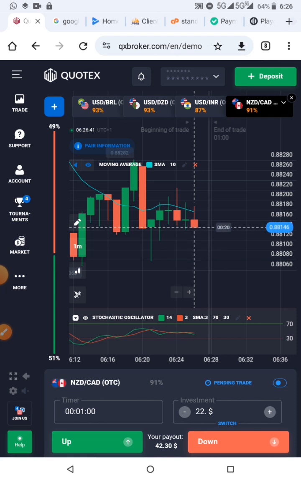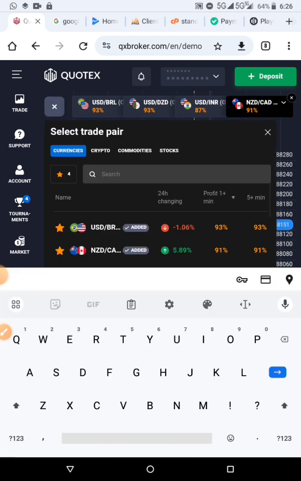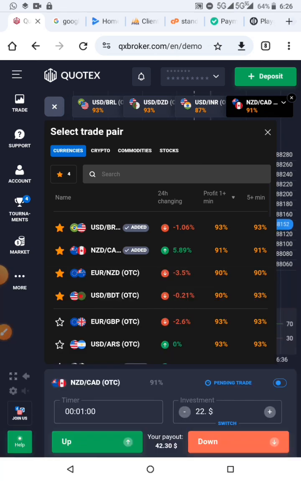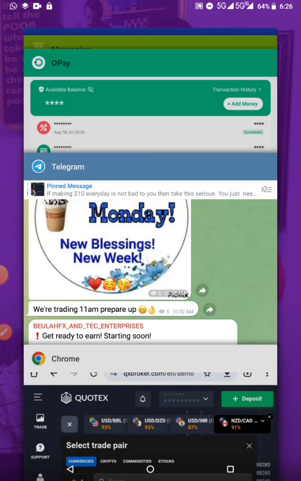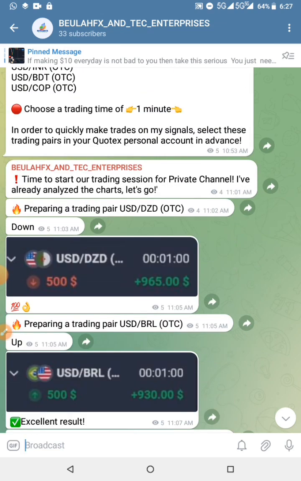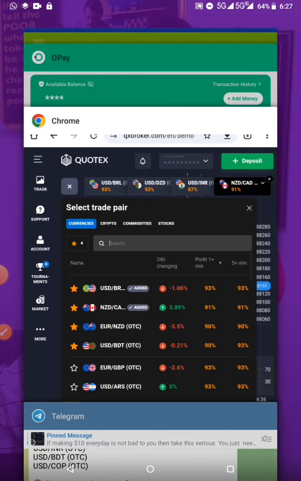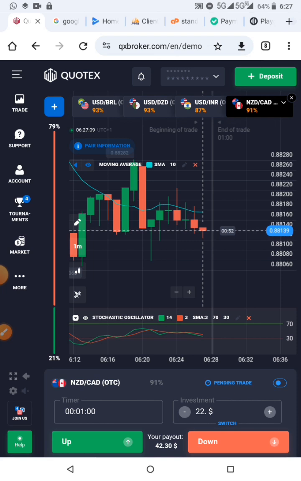So that is how you are going to do it. If you don't have a system where you can list it like this, you put it on favorites so that it will be among the first 4 or first 5. Immediately I drop the signal and I say down, you can quickly tap on down. If I say up, you can equally tap on up. That's the best way to prepare your account before trading.